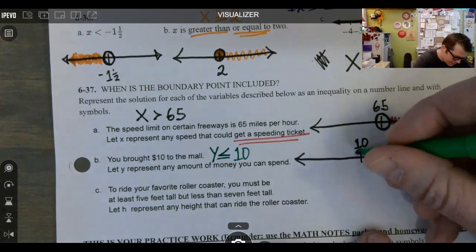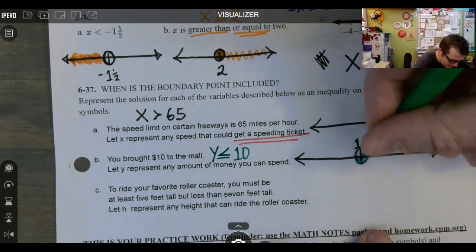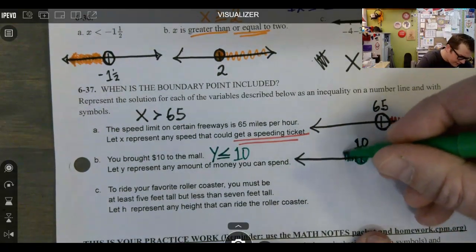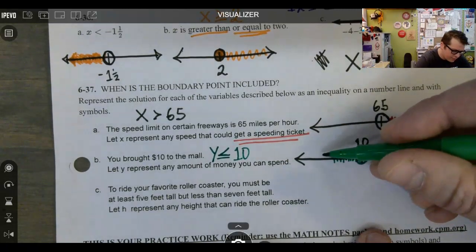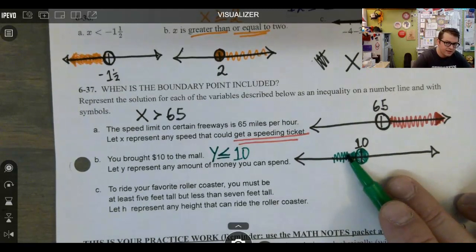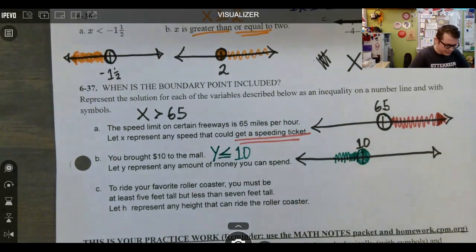So my boundary point that I forgot to draw, so I'm just going to draw in green, is going to get shaded because I can spend 10. I'm going to shade to the left. Now, there's actually going to be another point that stops us here. I could spend $9, I could spend $8, I could spend $7. What's the least amount of money I could spend?